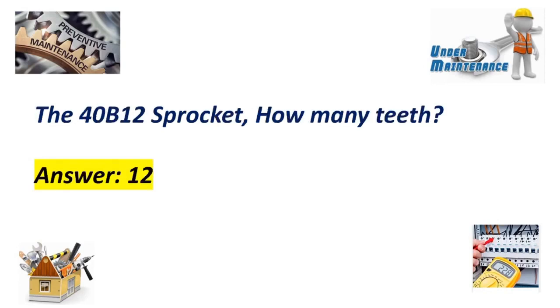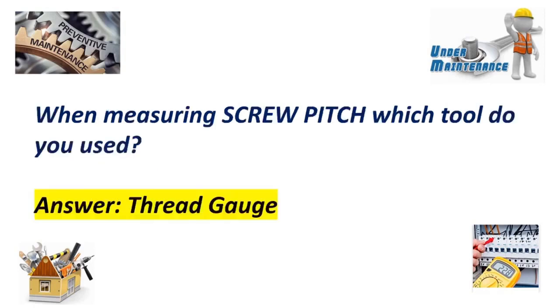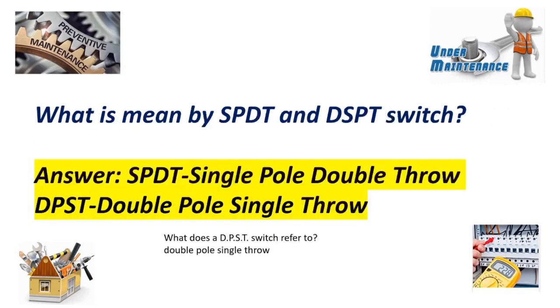The 40B12 sprocket, how many teeth? Answer: 12. When measuring screw pitch, which tool do you use? Answer: thread gauge. What is meant by SPDT and DPDT switch? Answer: SPDT stands for single pole double throw and DPDT stands for double pole double throw.